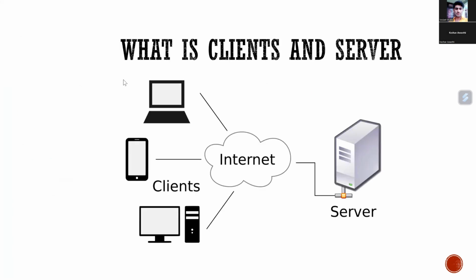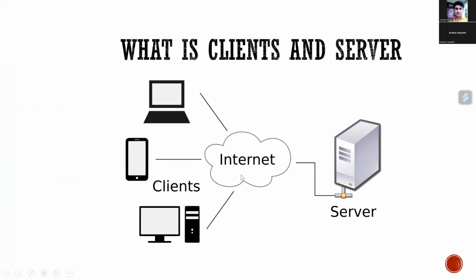Now, next point is what is a client and server. Here you can see the image. Clients can be any type of machine which a normal user usually uses nowadays, like a desktop, laptop, mobile, Android phone, or iOS device, or the personal computer. These machines are called clients, faced by the normal user.